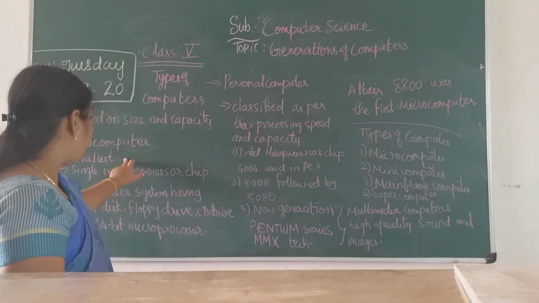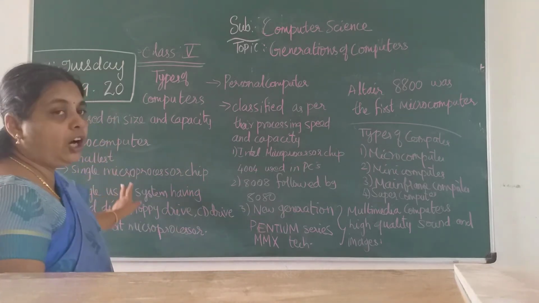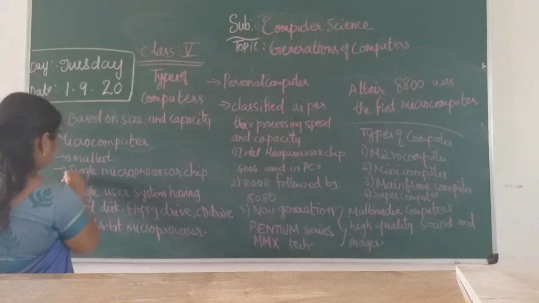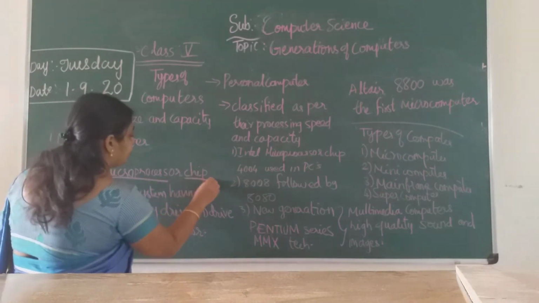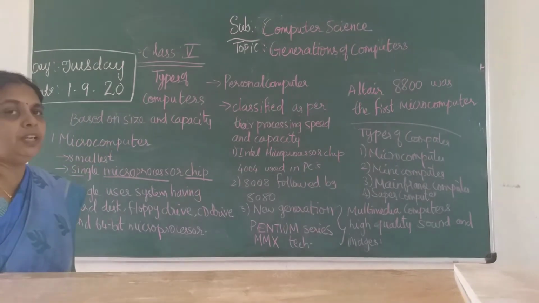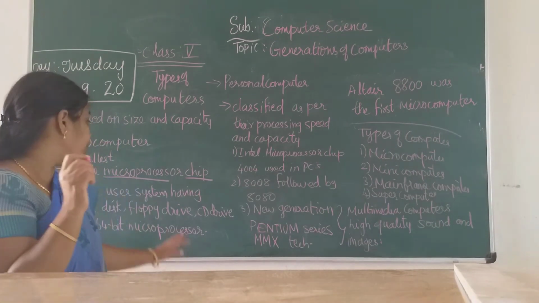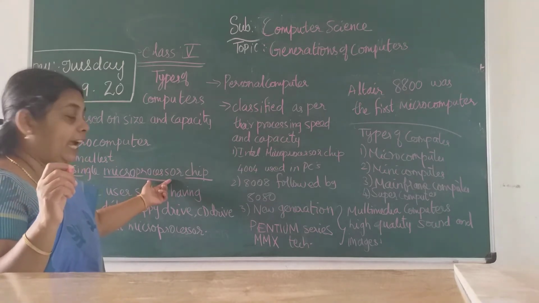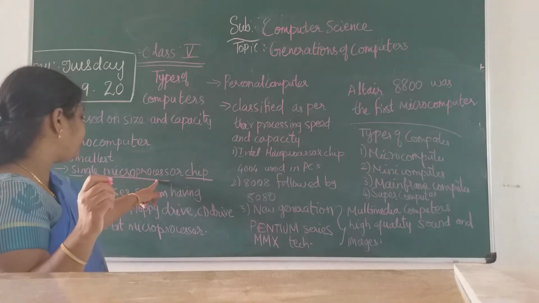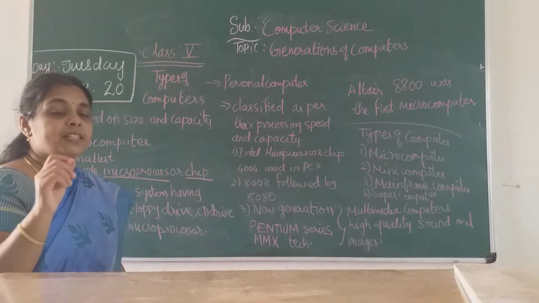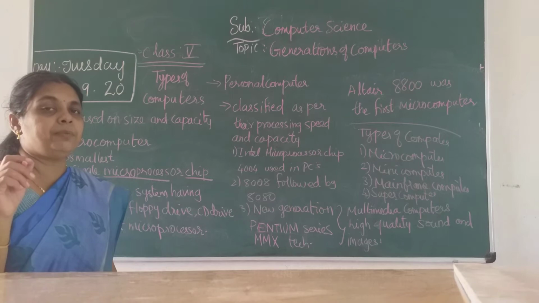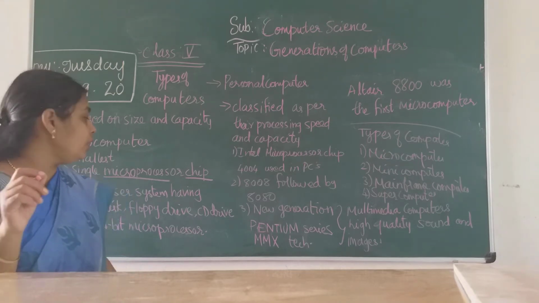So coming to the microcomputer, it is the smallest one which is smaller in size and capacity. It has got a single microprocessor chip in it. So this chip only will act as a processor, will do all your calculations, the mathematical calculations of addition, subtraction, division, all those things.